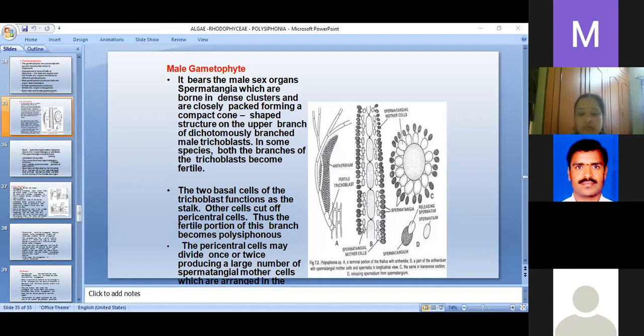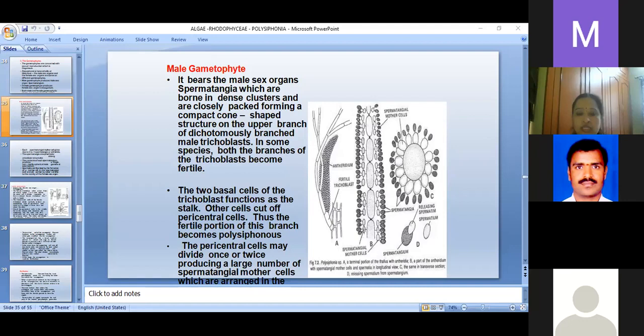From the diploid carpospores of the carposporophyte, the tetrasporophyte germinates. The tetraspores germinate and give rise to a haploid gametophyte. That is why Polysiphonia exhibits two diploid phases. How many? These two. This is the first diploid, this is the second diploid stage. Two diploid phases alternate with the haploid phase.